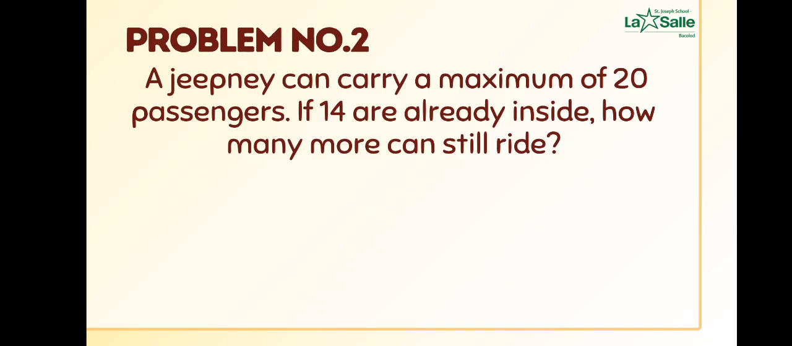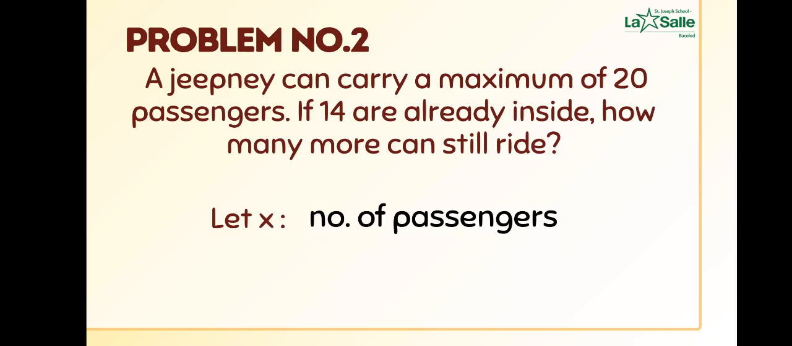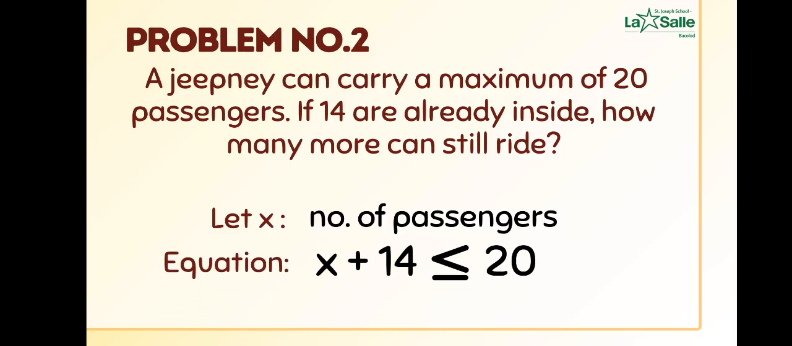A jeepney can carry a maximum of 20 passengers. If 14 are already inside, how many more can still ride? So if we let our variable x represent the unknown, it will be the number of passengers. For the inequality, we have x plus 14 is less than or equal to 20. Take note of the words maximum of 20. So the most number of passengers that we can have in the jeepney is only 20. So x plus 14 is less than or equal to 20.